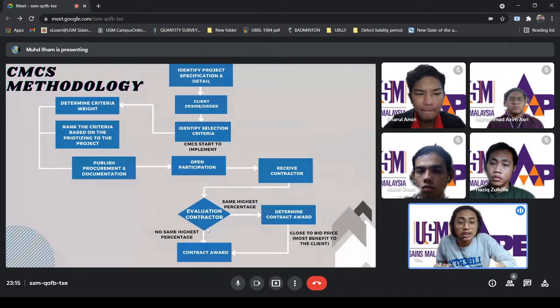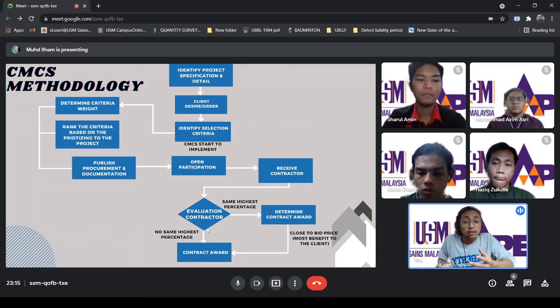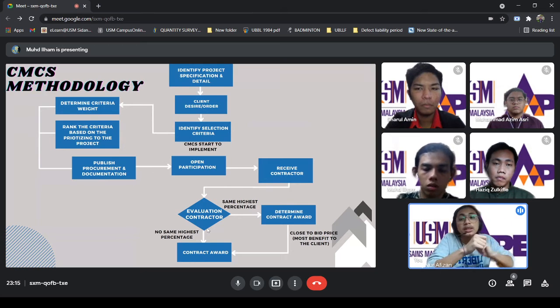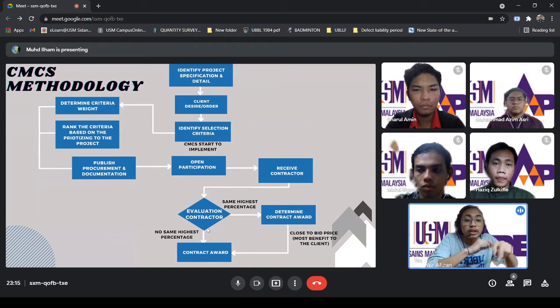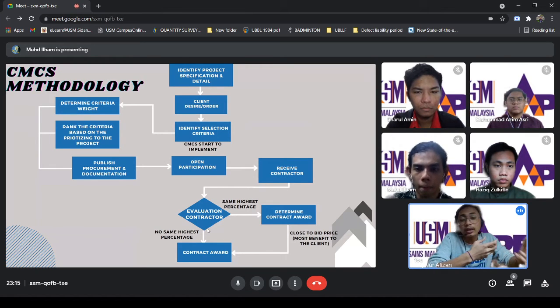So this is our CMCS methodology, starting from identify project specification and detail, and then if the client has their own desire or order, or their specialist what they want, they can place it to the committee. Then this continues to identify selection of criteria. This is where the CMCS starts to be implemented, and it is divided into two processes, which is determine the criteria weightage, and then we will rank the criteria based on the prioritizing for the project, or how much the criteria influence the project.